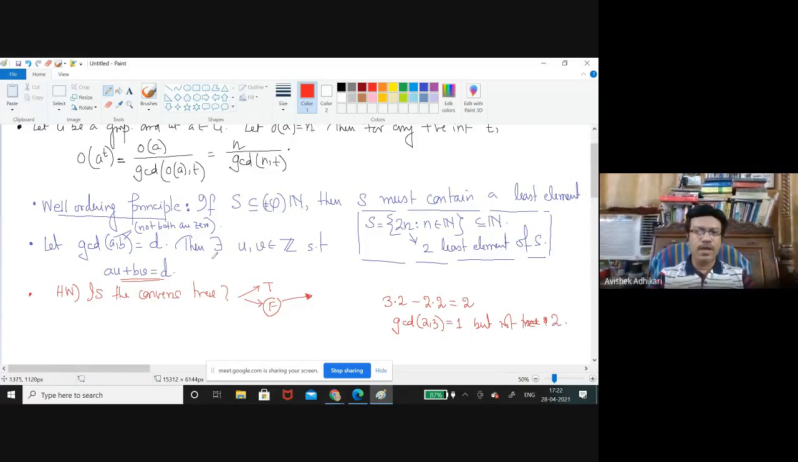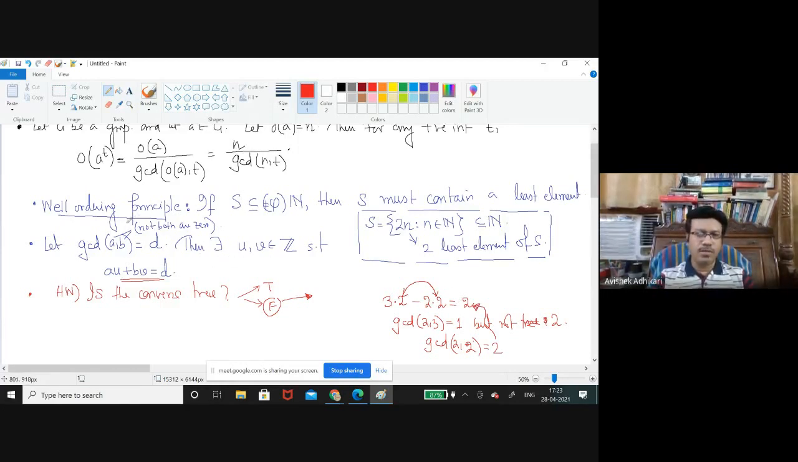So the question is, what is the exact inverse of this? But you can see that for 2 and 2, if I consider GCD of 2 and minus 2, say, or maybe 2 and 2, then that is true. So what is the converse of this?